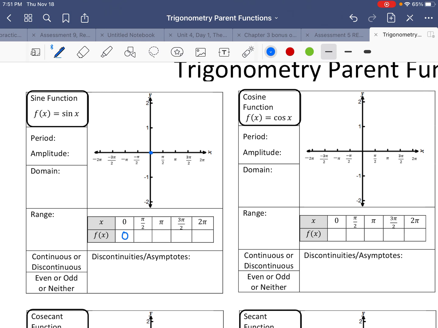All right, so let's go to pi over 2. Well, at pi over 2, the sine's value is 1 because the y value is 1. So pi over 2 gets us a 1. And at pi, the sine is 0 again. And at 3 pi over 2, the sine is -1. The y value is -1, so we're down here. And back to 2 pi, same thing as at 0, the sine is 0. So these are going to be our 5 main points here.